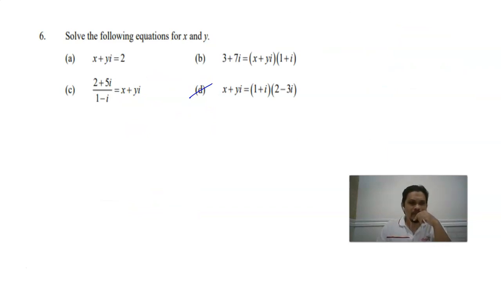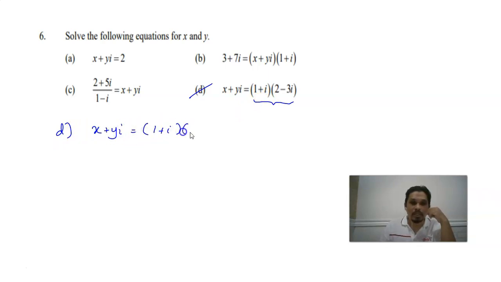Solve the following question for x and y. So then, for this one here now, we are going to expand. Recall what we see here on the right side. Simplify, expand, simplify, and we compare with x plus yi on the other side. Okay? So for question D, x plus yi equal to (1 plus i) and (2 minus 3i). So one by one slowly.